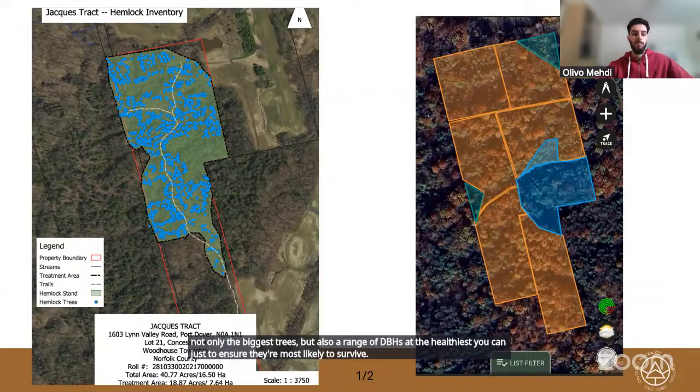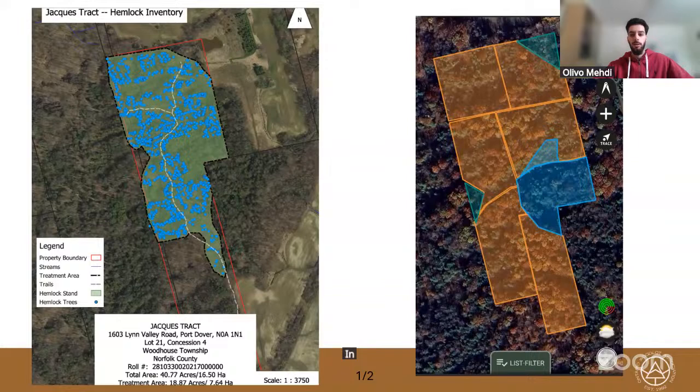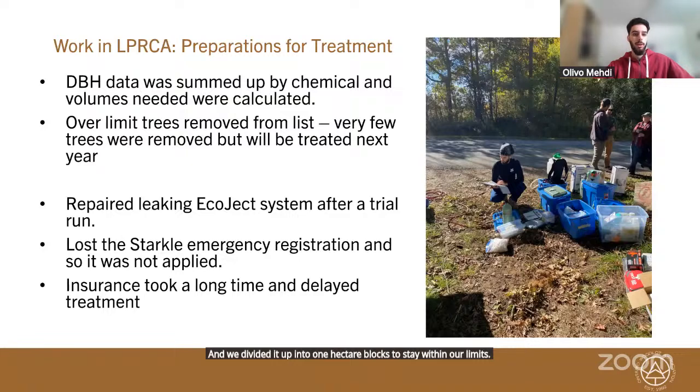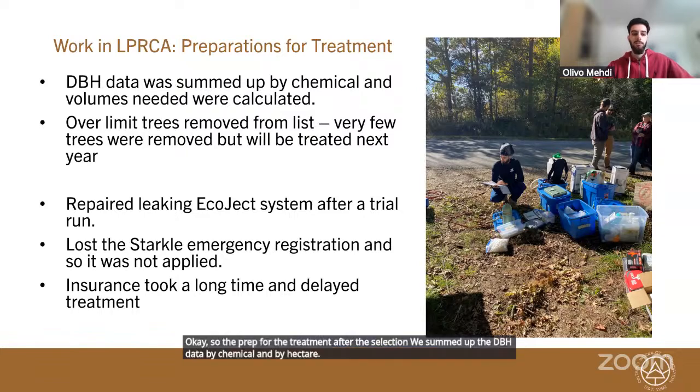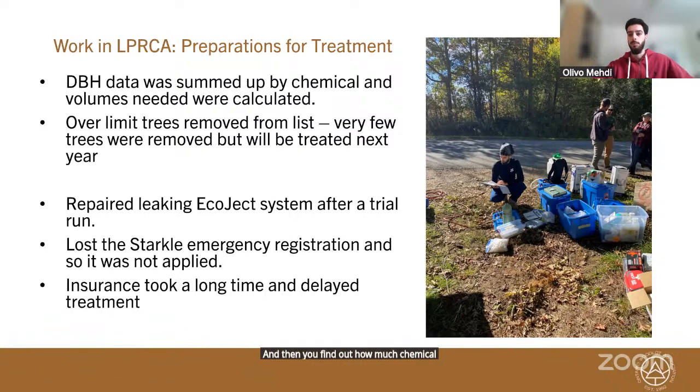So there's the map of those 1,700 trees on the left in this 16-hectare plot. And on the right, all the hemlock trees fell within 6.5 hectares, and we divided it up into 1-hectare blocks to stay within our limits. Okay, so for the prep for the treatment after the selection, we summed up the DBH data by chemical and by hectare, and then you find out how much chemical you need just by doing some simple multiplication.